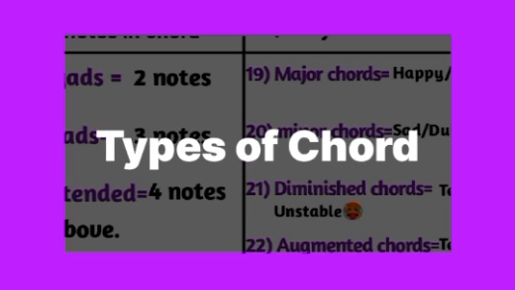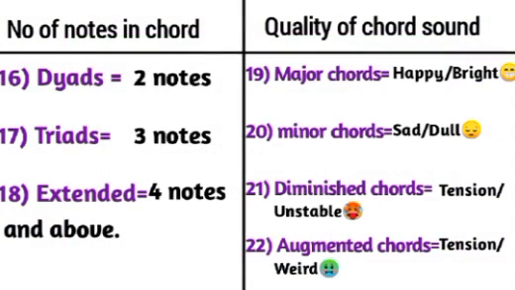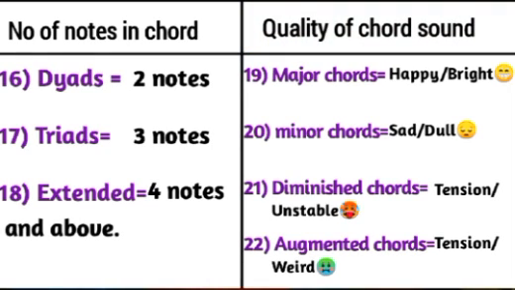We have various types of chords on the piano, but for the purpose of this video, we're going to be dividing chords into 2 broad categories under 2 conditions. The first category is going to be on the basis of the number of notes in the chord, while the second category of classification is going to be based on the quality of sound produced by the chords. So on the basis of number of notes in the chord, we have the dyad chords, which are simply chords containing 2 notes.